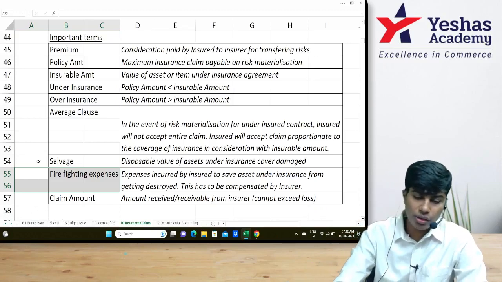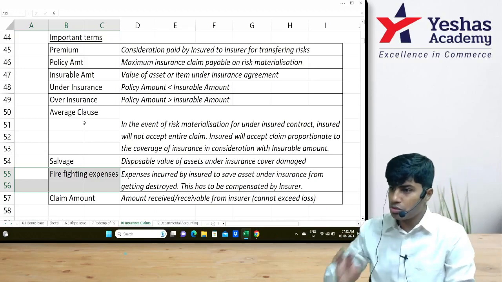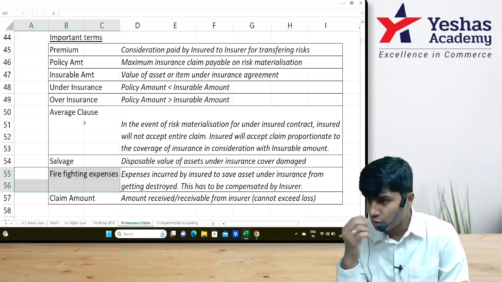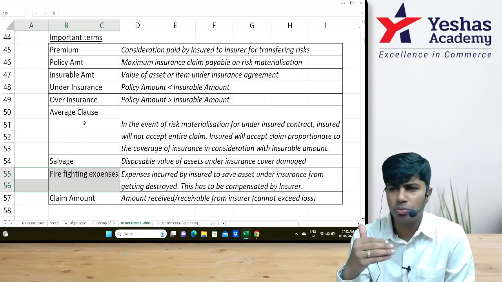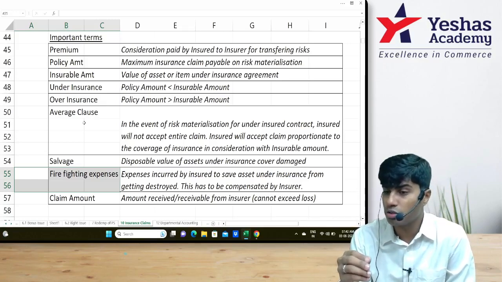Very good. So now the entire question was about how to compute the stock as on date of fire. Because once we compute the stock as on date of fire, we deduct salvage to arrive at loss of stock. We compare it with policy amount to arrive at the amount of claim. But the question is how to compute the stock as on date of fire.